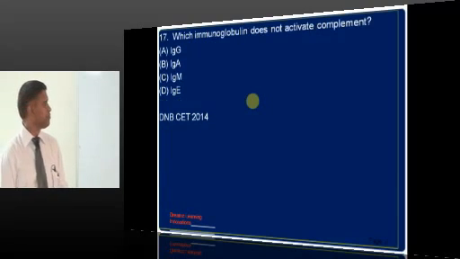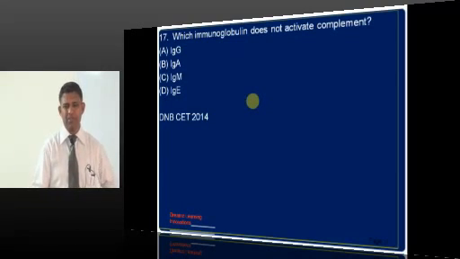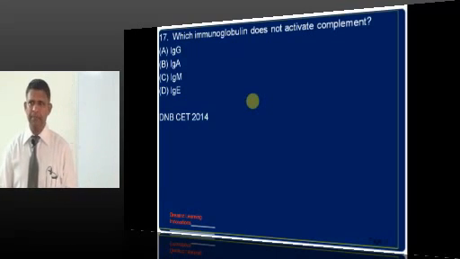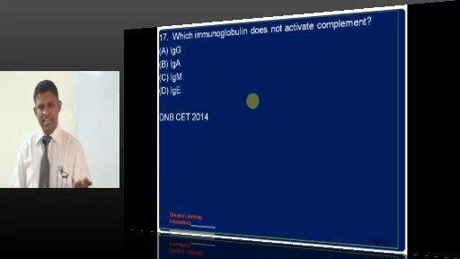So which produces secondary immune response? IgG. Which immunoglobulin does not activate complement or does not participate in complement pathway? E. There is no role of E at all. It is G and M which participate in the classical complement pathway. It is IgA that participates in the alternate pathway.